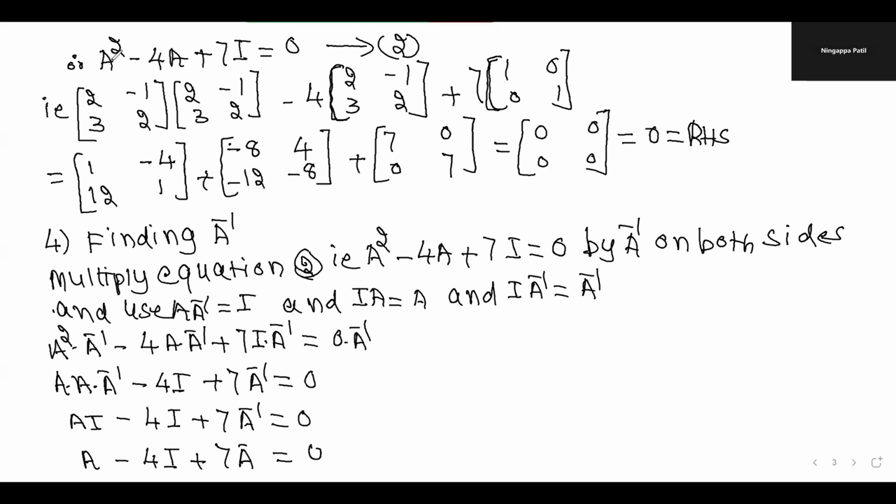Then look here. A square means matrix A into A. A means [2, minus 1; 3, 2], and [2, minus 1; 3, 2], minus 4 times [2, minus 1; 3, 2], plus 7 times [1, 0; 0, 1].